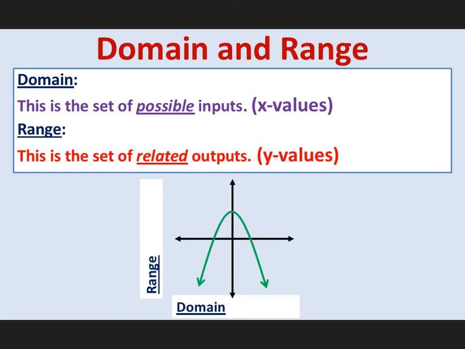All right, we've already talked about domain and range a bit. Your domain is your x values. So here our parabola goes forever to the right and forever to the left. So our domain for this graph is all real numbers.